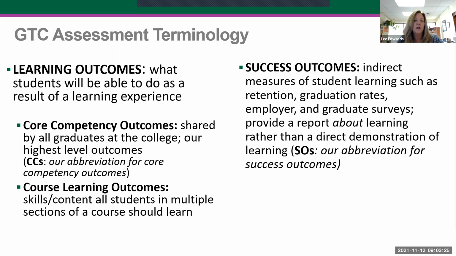And then we all have course learning outcomes. That's at the course level, and those are skills and content all students in multiple sections of a course should learn. And then we have success outcomes. These are indirect measures of student learning, where you're tracking retention, graduation rates, employer and graduate surveys, those kinds of things. Success outcomes are a little different than the learning outcomes because they're about learning, and that's what makes them indirect, rather than a direct demonstration of learning.